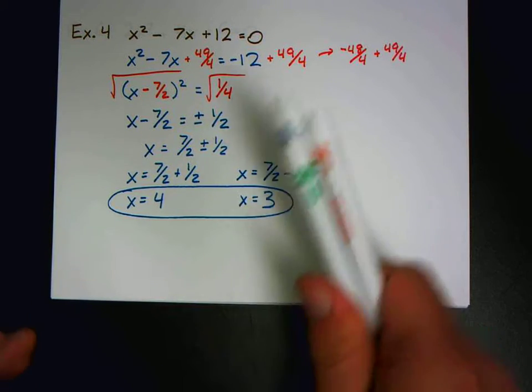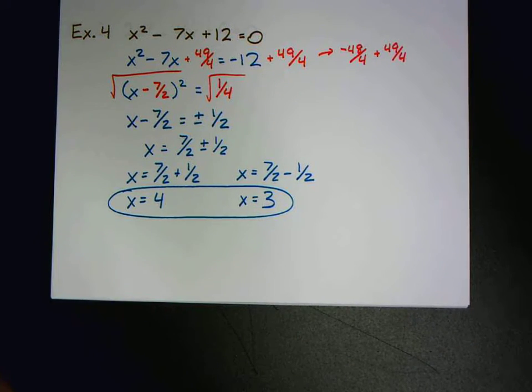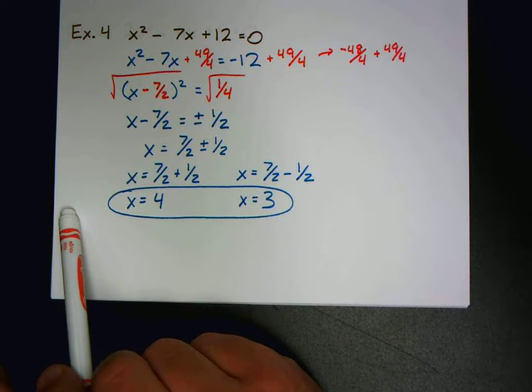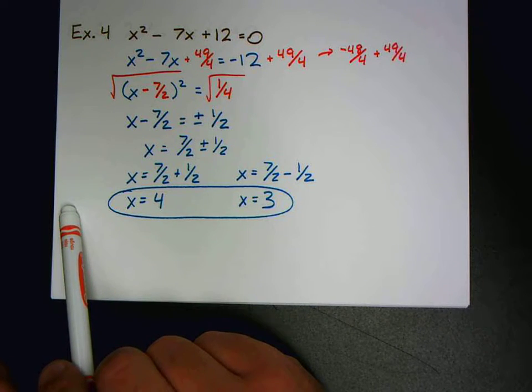Now, this is why we factor. That one, I could have factored that one really fast. 2 numbers multiply to 12 and add to negative 7. Negative 3, negative 4. So my answers would have been 3 and 4. No, there isn't. That's why we factor.